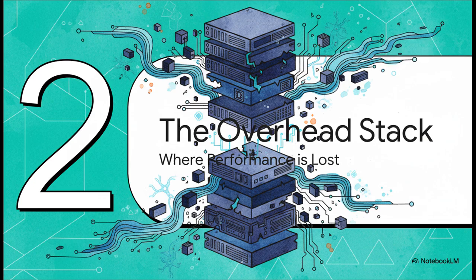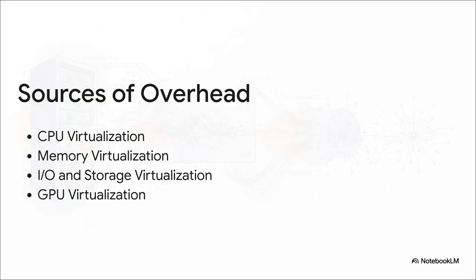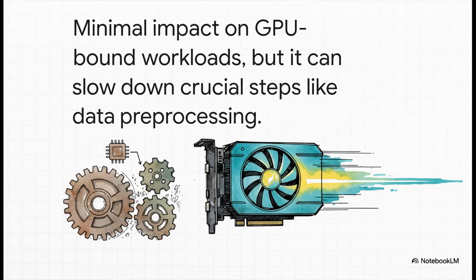So if performance is leaking out, where are the leaks? Let's do a little forensic work and dissect the whole stack, layer by layer, to see exactly where our performance is getting chipped away. The performance hits come from 4 main spots: the CPU, the memory, I/O and storage, and of course, the big one for anything AI, the GPU. Each one of these adds its own little tax, but as you're about to see, they really start to pile up.